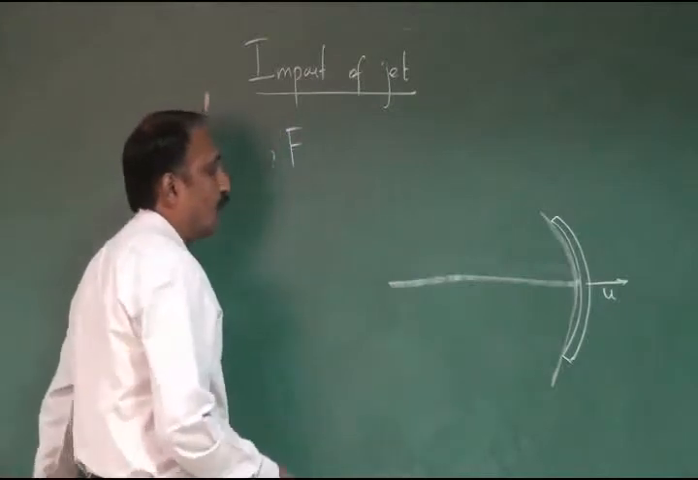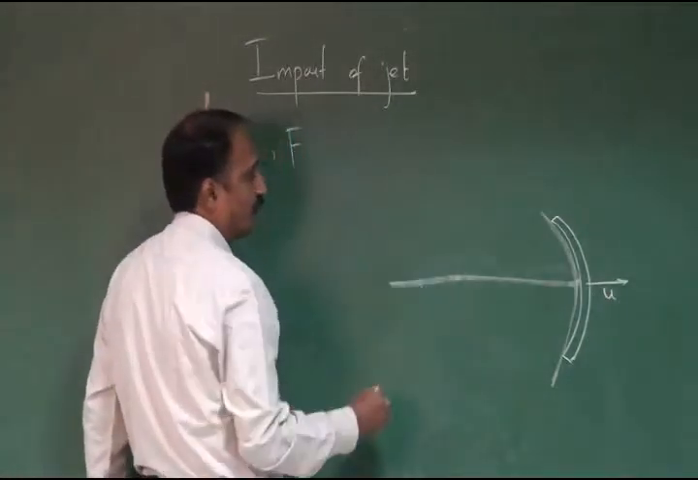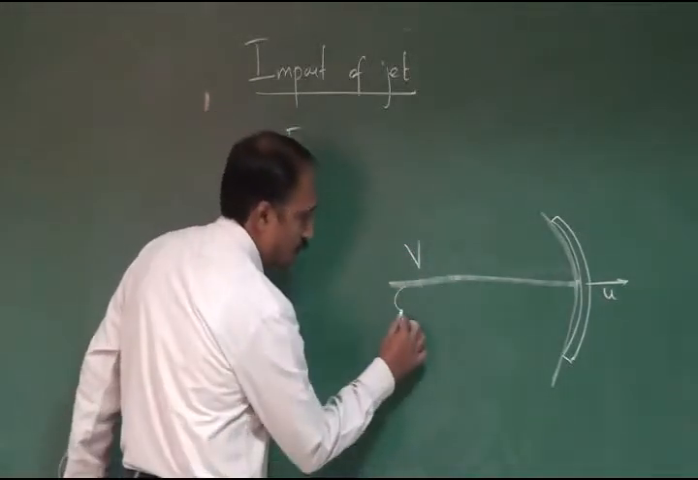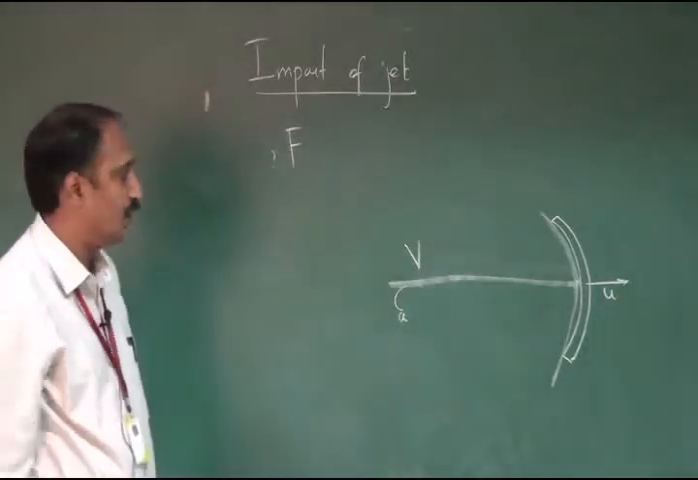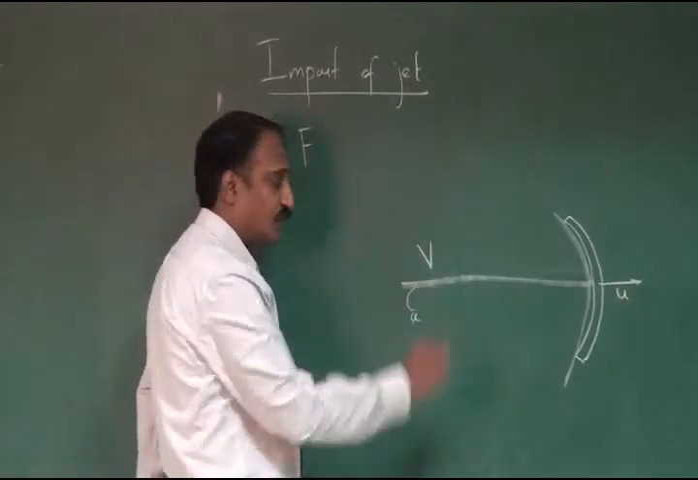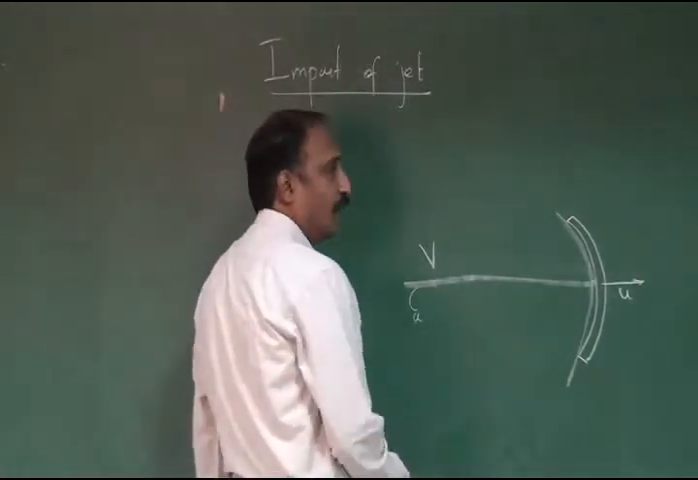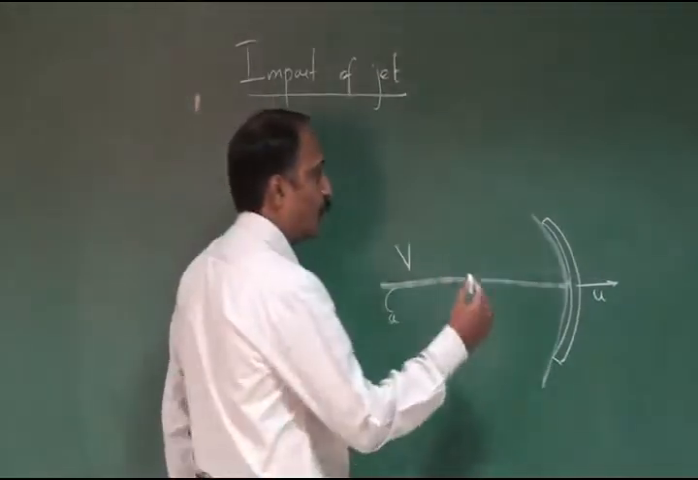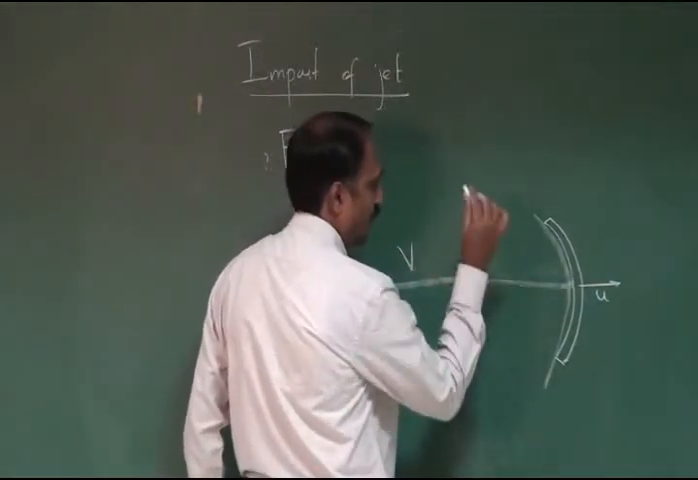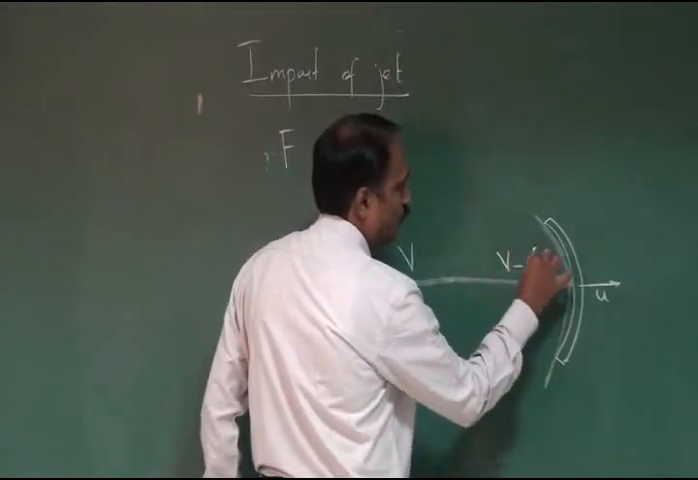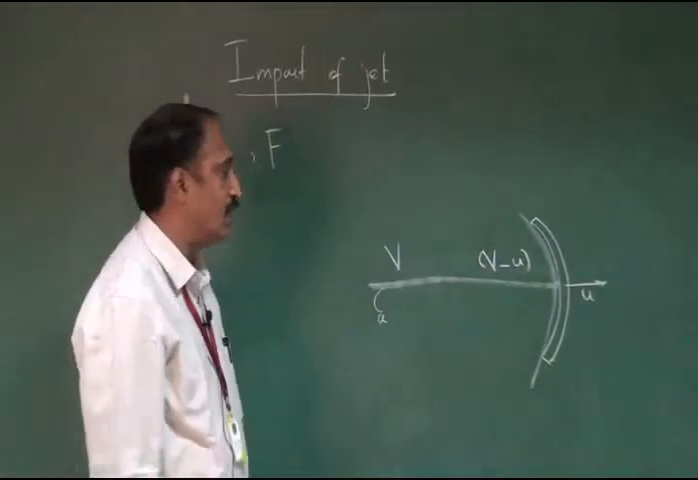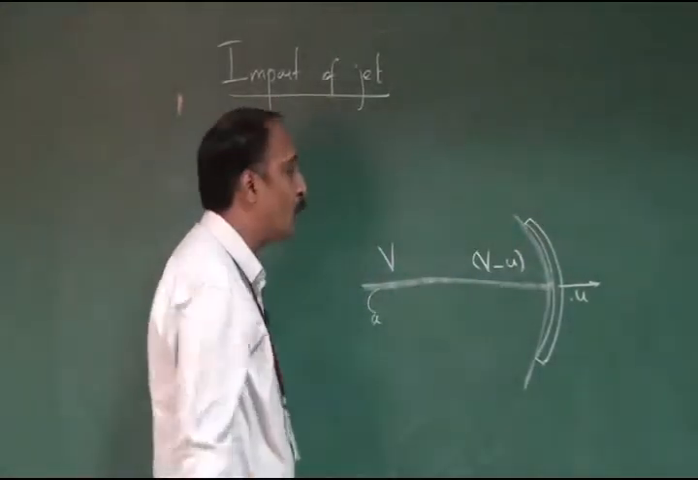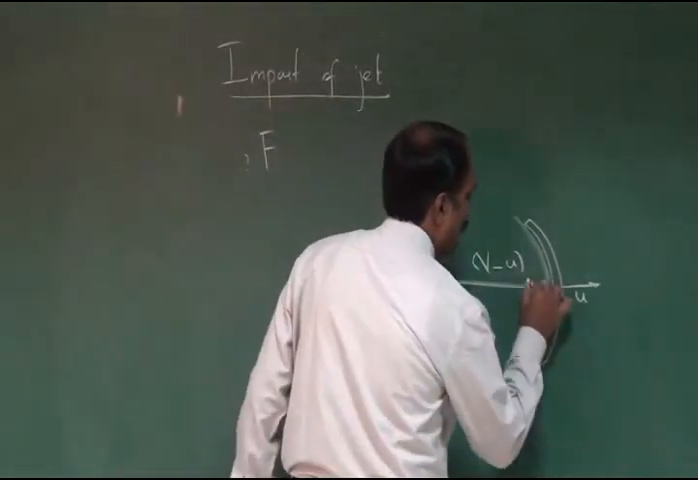Now the absolute velocity of the jet is V, and the cross-sectional area of the jet is A. The velocity with which the jet of water strikes the plate is nothing but the relative velocity of the jet, V minus u. Relative velocity is the difference between the absolute velocity of the jet and the velocity of the moving plate. It is a horizontal vector.